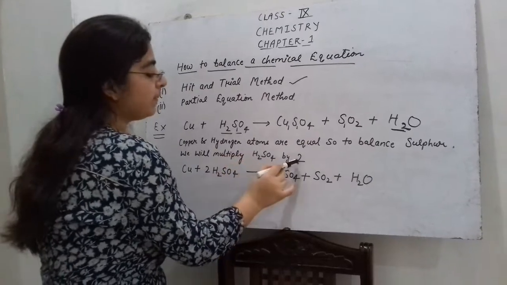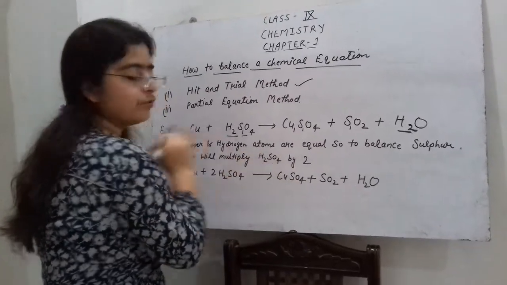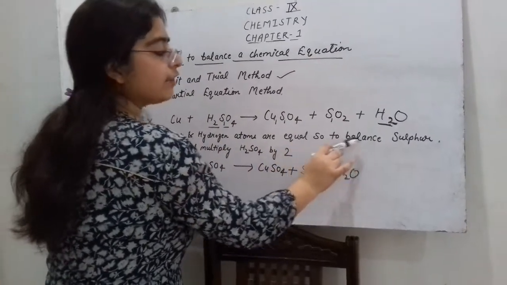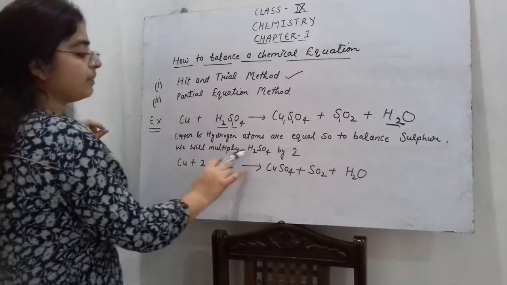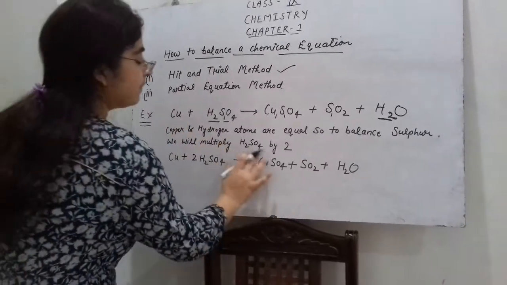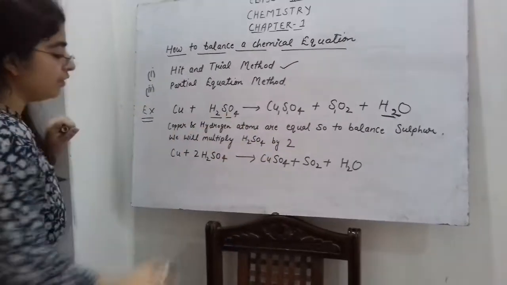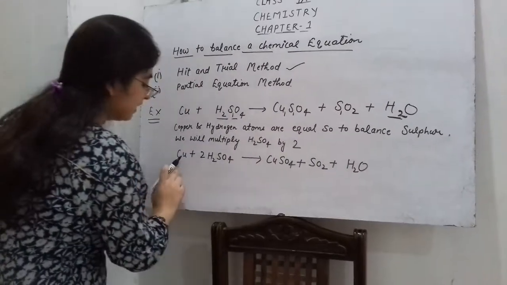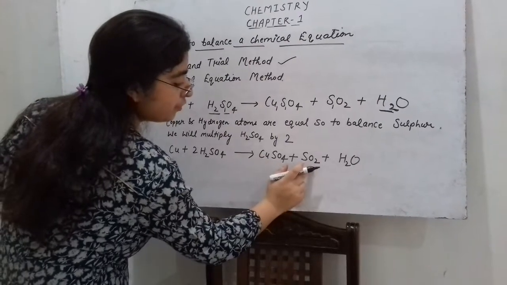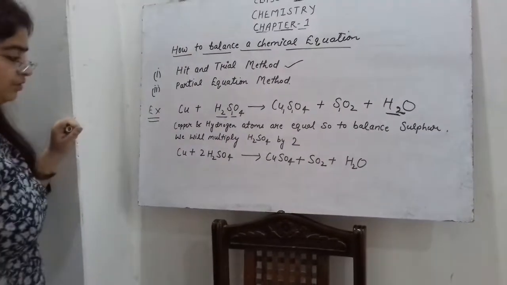So we will multiply by 2 in H2SO4 because copper and hydrogen atoms are equal. And therefore to balance sulfur we will multiply H2SO4 by 2. After multiplying H2SO4 by 2 the equation will be Cu plus 2H2SO4 gives CuSO4, SO2 and H2O.